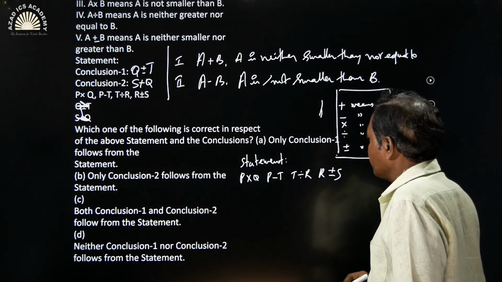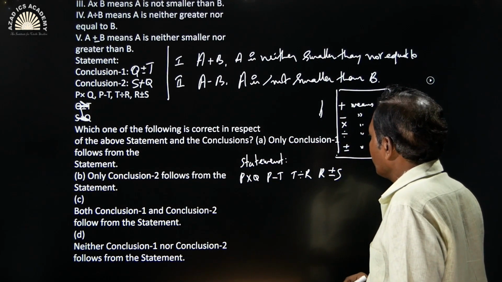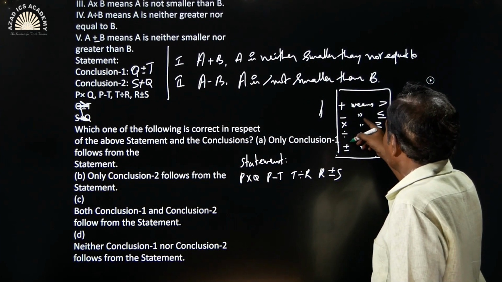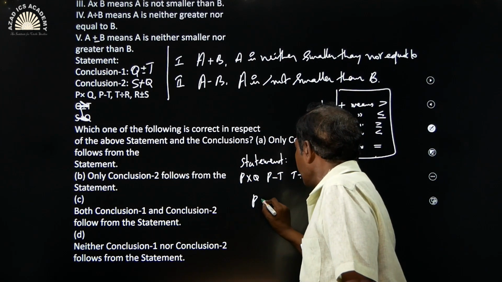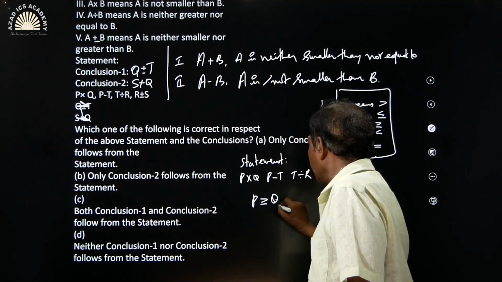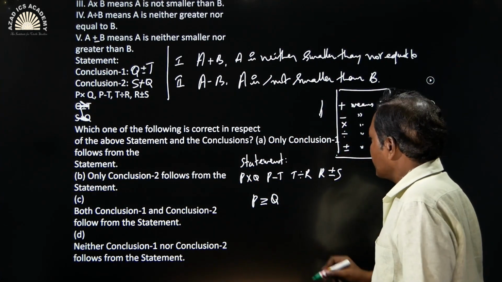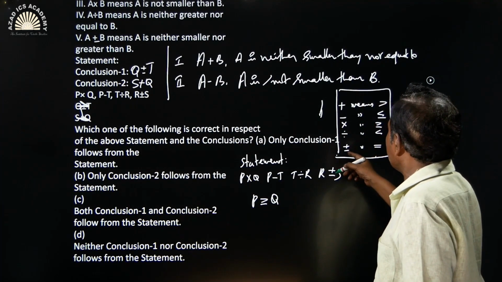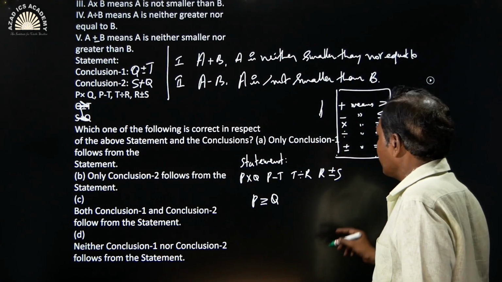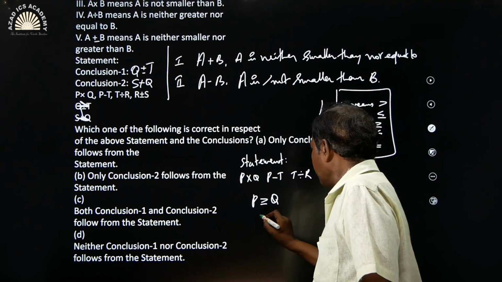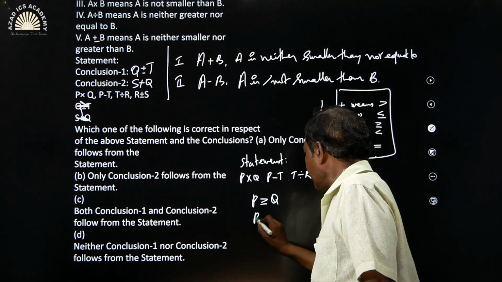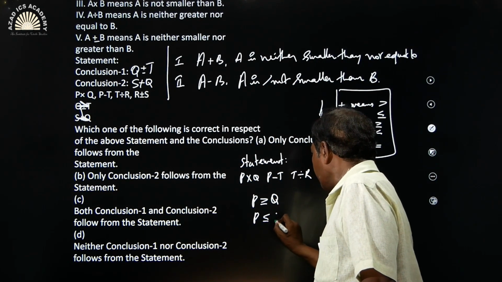Okay, now let us try to solve this question. P into Q. You can see 'into' says what? Greater than or equal to. P greater than or equal to Q. And next, P minus T. Minus is what? Minus means less than or equal to. P less than or equal to T.